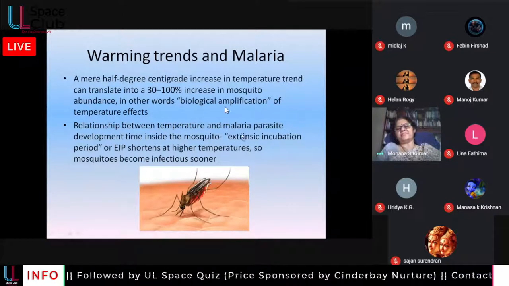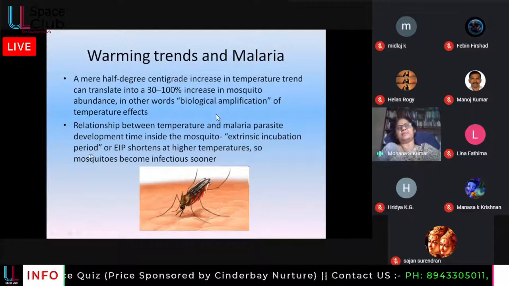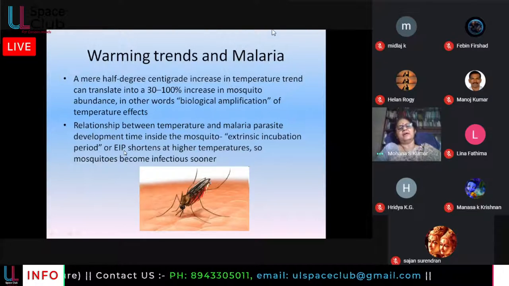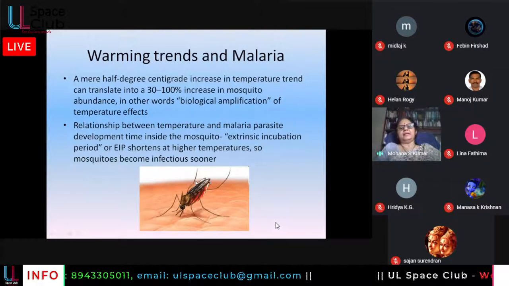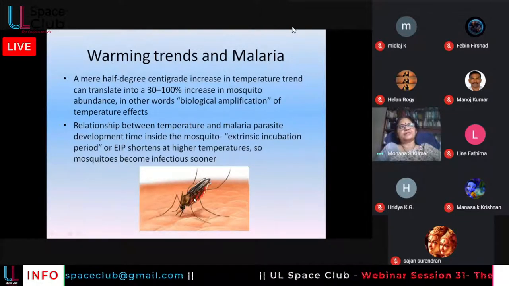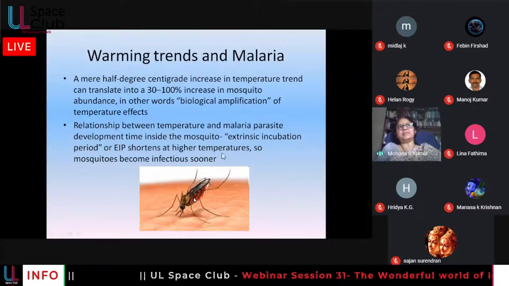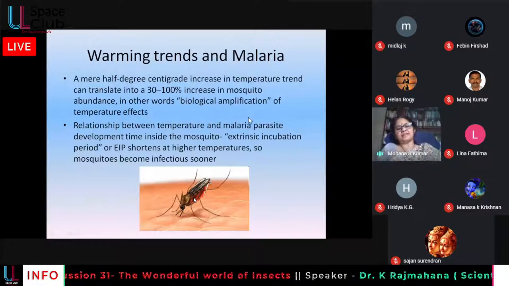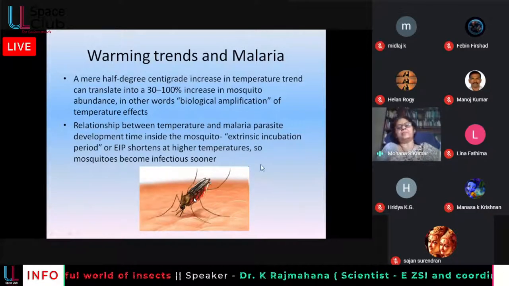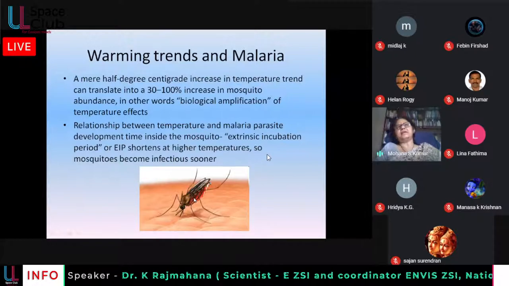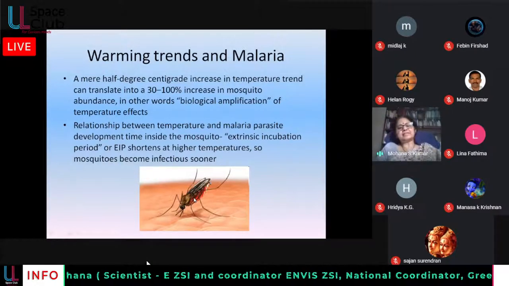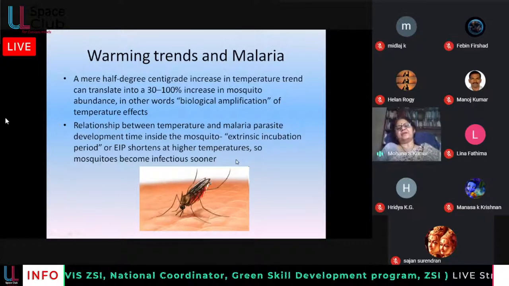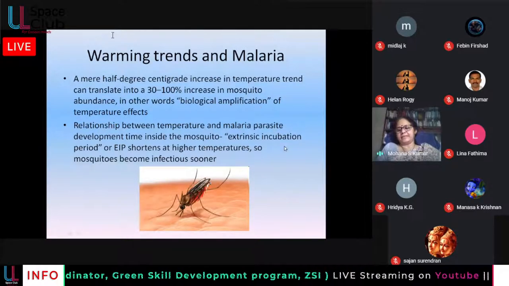This particular factor, the extrinsic incubation period, EIP, that is, the malarial parasite develops very quickly inside the mosquito's body. So the same mosquito can transmit malaria to a large number of people in its life cycle. So the spread actually increases. That is how global warming is affecting the spread of diseases like malaria.